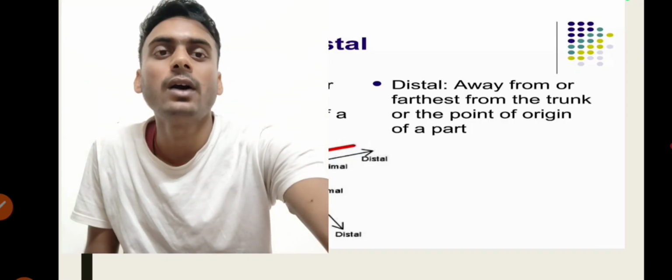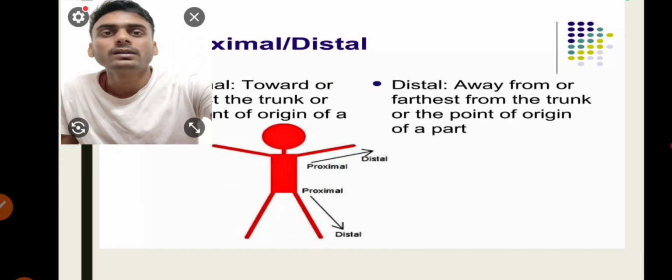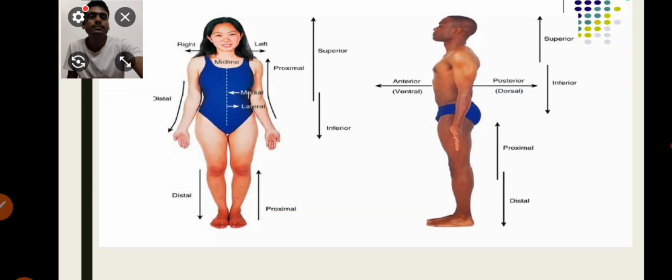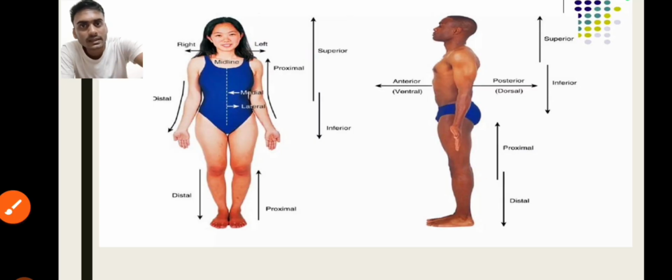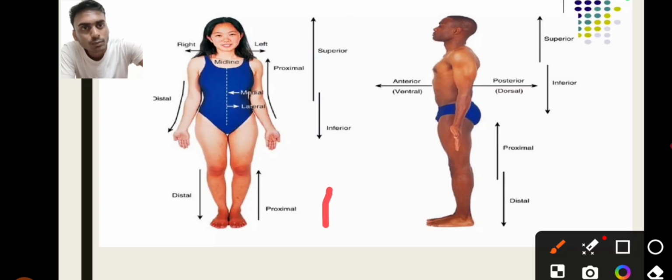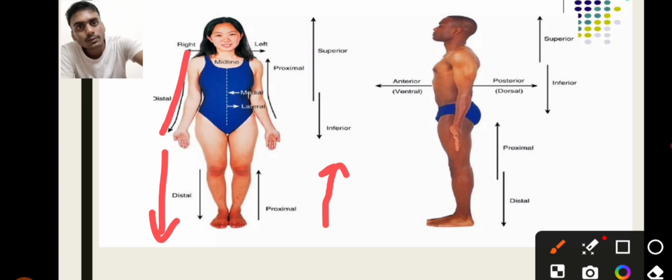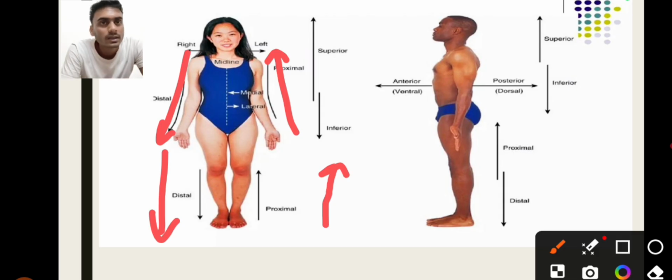Okay, so now we go to the next slide. As you can see in the image, you can easily understand these basic things. If you move towards the trunk, this is proximal. If you move away from the trunk, it is called distal. For the hand also, if you move like this it is distal, and if you move like this it is proximal, right?